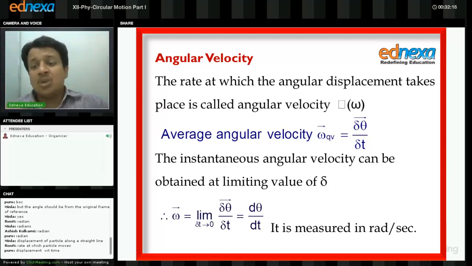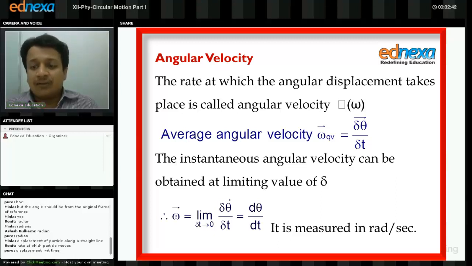So the formula is omega, that we are going to denote with the symbol omega. Many students are going to write W over there. That is wrong. It should be omega. W we are going to use for work. So average angular velocity, vector omega, is equal to vector delta theta, where delta theta means angular displacement, divided by delta t.